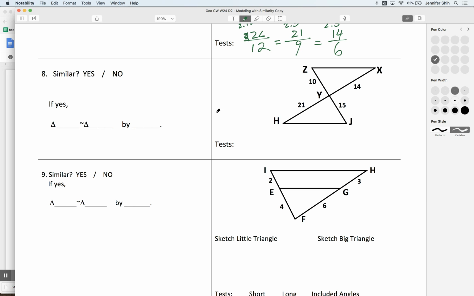Review problems 8 and 9. Are these two triangles similar? I don't know. Let's find out. All right. So, again, I see two lines that intersect, which means my very favorite, vertical angles. I definitely know these vertical angles are true.